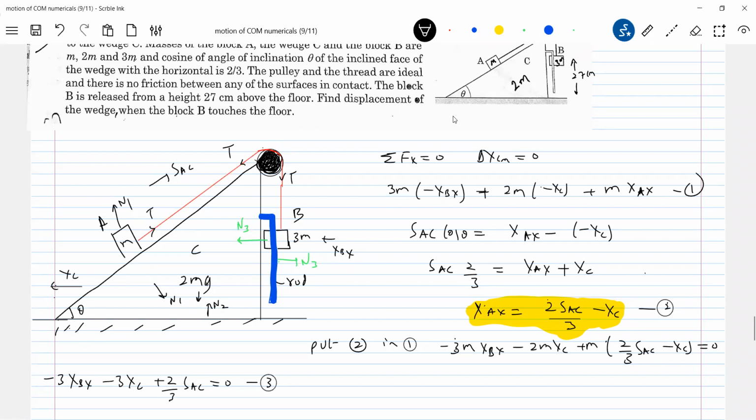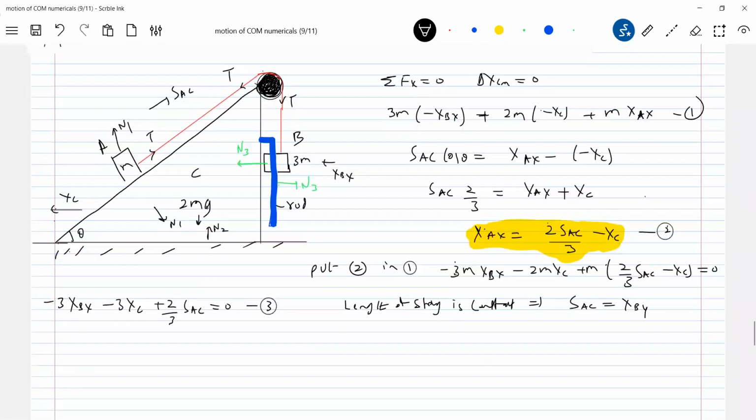Let's come to some constraint equations. How much the block B will move along y-axis, that much the block A will move along the incline. Change in length of string: so I'm taking help of the string now. Length of string remains constant. Therefore, how much block B moves along y-axis, that much block A will move on the wedge along the incline, with respect to the wedge. So SAC equals XBY due to the string. Do we know XBY? Yes. XBY is 27 centimeter.